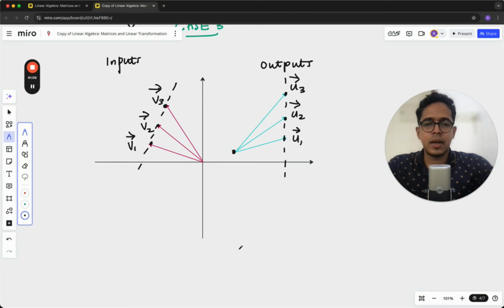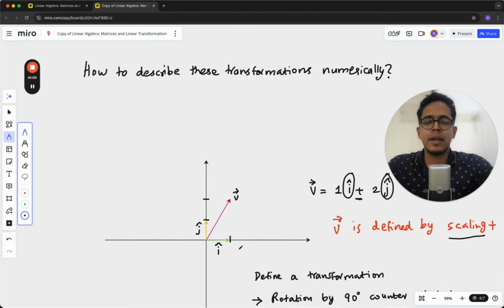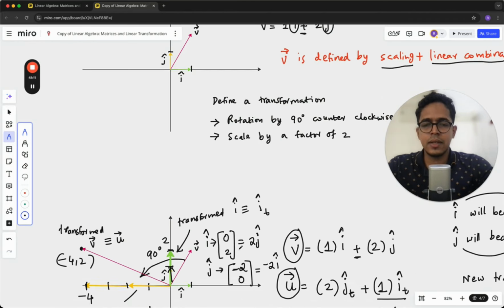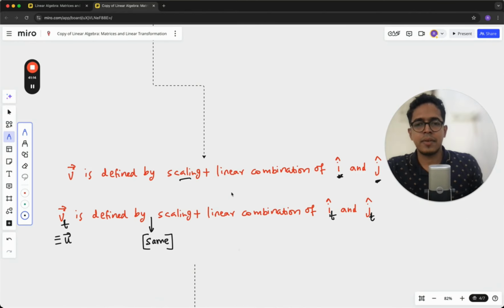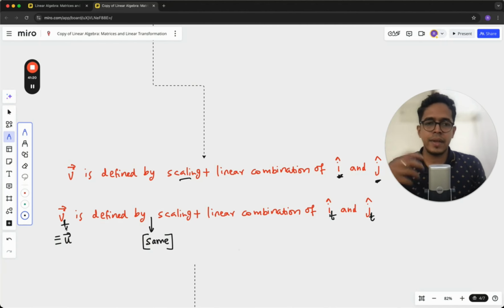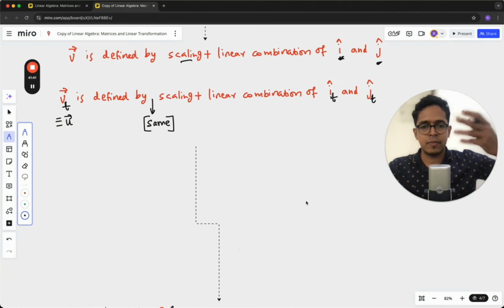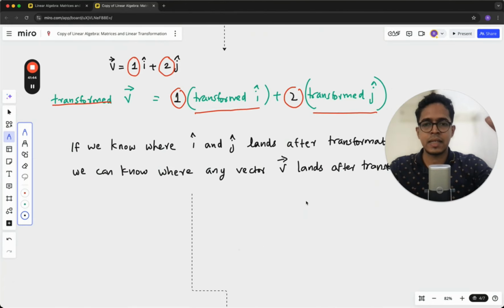Now, we also saw that we can represent the linear transformation such that if V is a vector defined by scaling plus linear combination of i and j, then the transformed V after transformation, we can define by the scaling and linear combination of transformed i and transformed j. And the scaling factor remains the same. So if the original vector V was defined by 3 times i plus 5 times j, then the new vector V after transformation will be defined by 3 times the transformed i plus 5 times the transformed j. We directly saw this with a specific example.